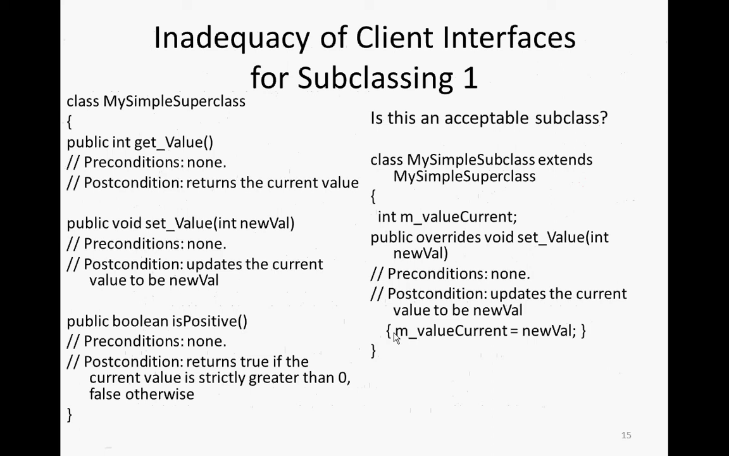So I want to ask, if we have this as a superclass, a class which has get value, set value, is positive, and suppose we had a subclass which involved overriding set value so that it says that it updates the current value to be a new value. Would you expect this from a Liskov substitution perspective? If we just change set value, that's the only thing we override, and this says it updates the current value to be a new value. Do you see a problem from a Liskov substitution principle perspective?